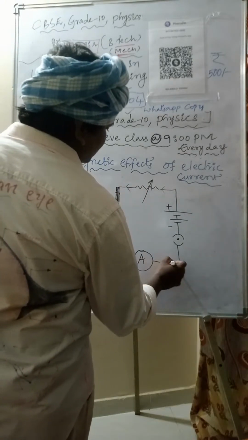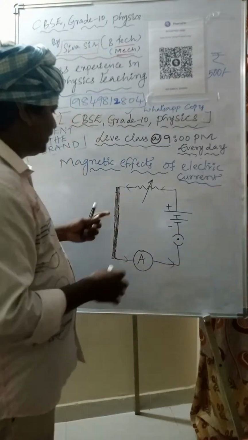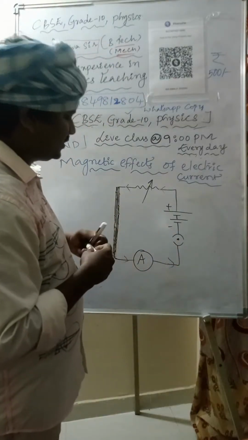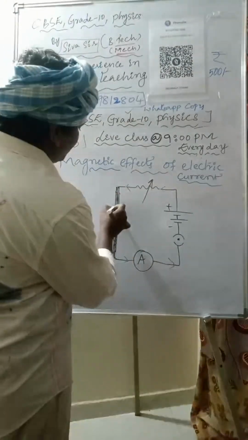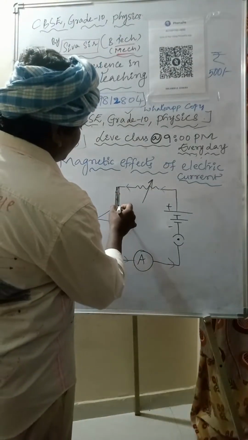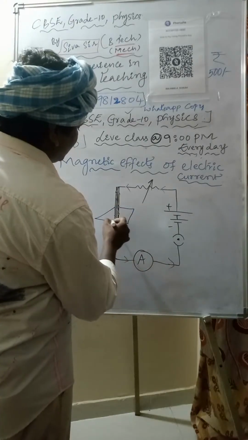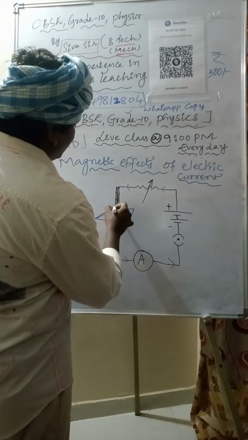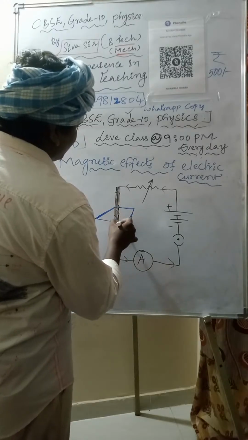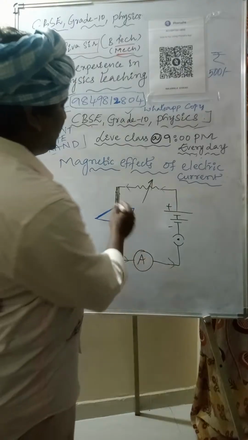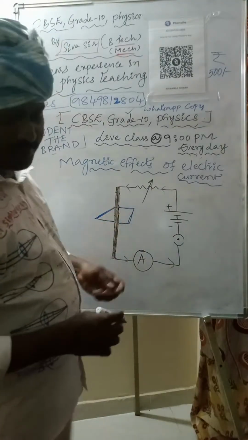If the current is passing, this acts as a magnet. Around it, a magnetic field will be produced. Around the conductor, the magnetic field will be produced.